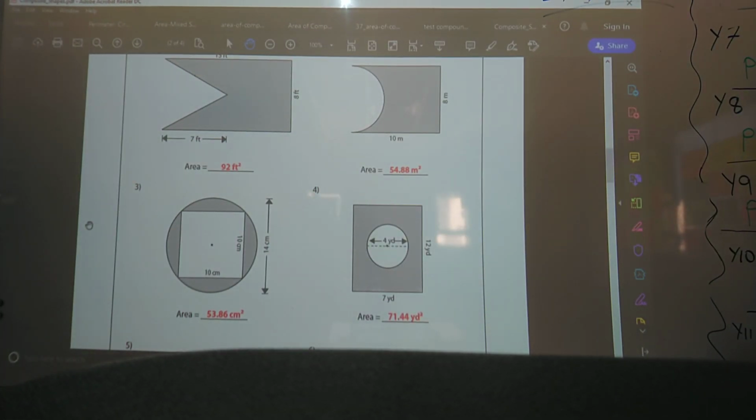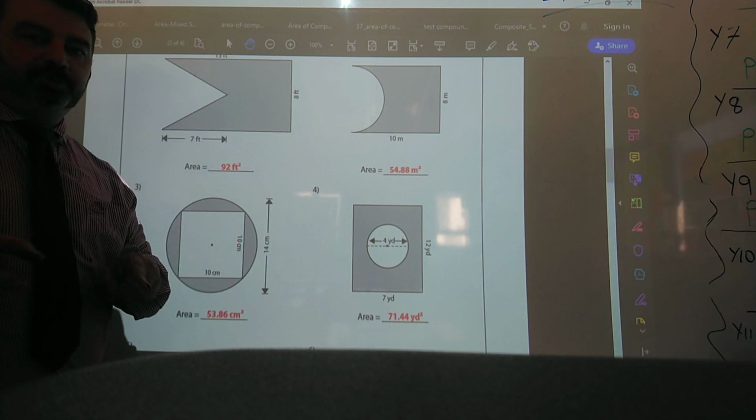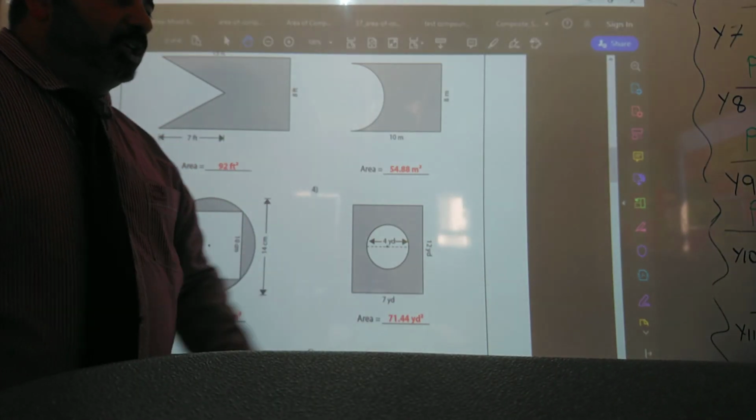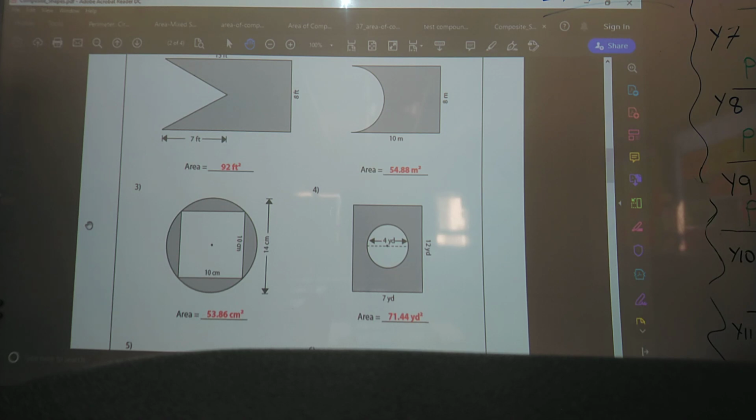Okay guys, at the end of this video, don't forget to subscribe because tomorrow we'll make another video. Okay? Inshallah, we'll make another video about angles. So we finished the area of the shapes, compound shapes and complex and easy ones. And hope you all good.